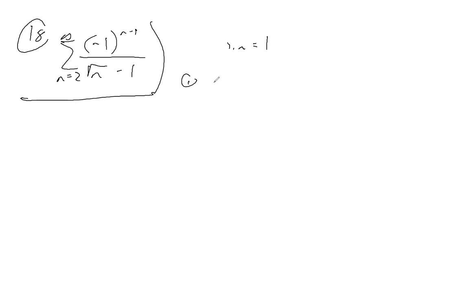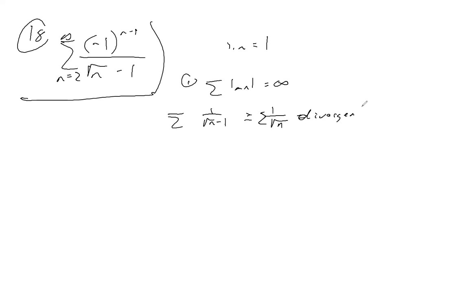So what's the first thing I do? I show the absolute values are divergent. So I want to show that the absolute values are divergent. If I do the absolute values, I get 1 over square root of n minus 1, right? And that would be greater than or equal to 1 over this series, because I'm dividing by a smaller number on the left. Okay, this is a divergent p series.